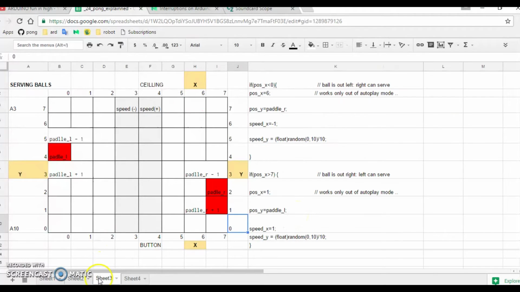Serving balls. If the ball reaches that position, A3 to A10, without reaching the pedal bat outside the autoplay mode, then it appears on the opposite side. The same thing happens on the y-axis, only in reverse order.